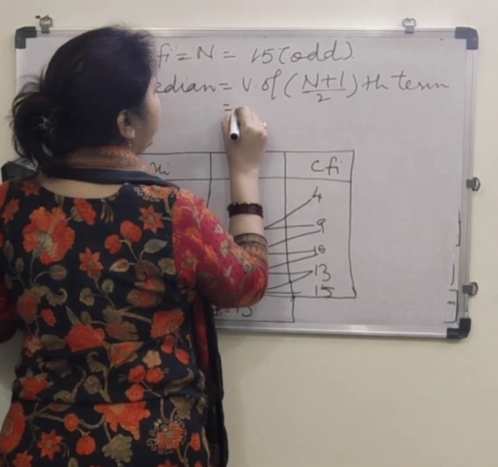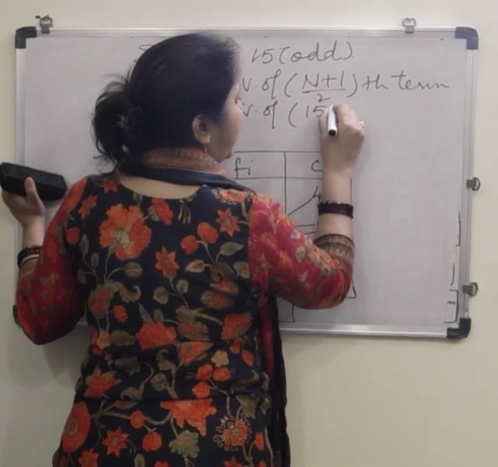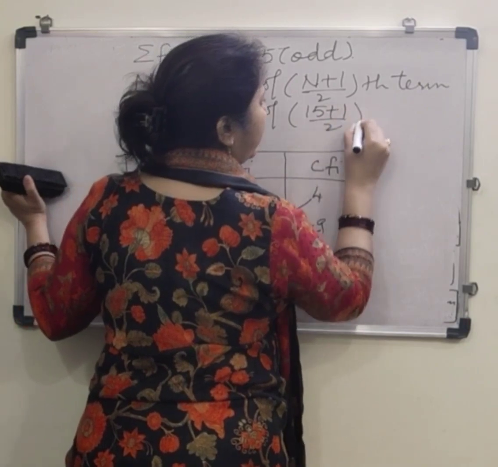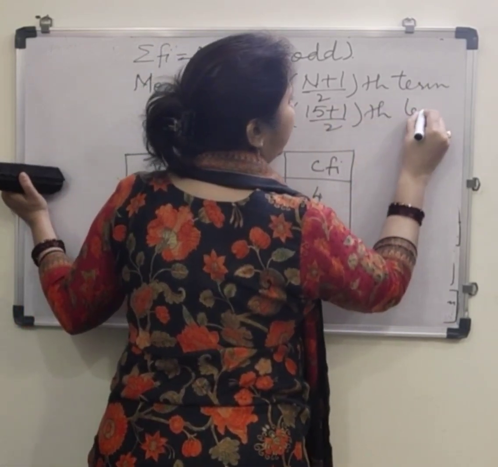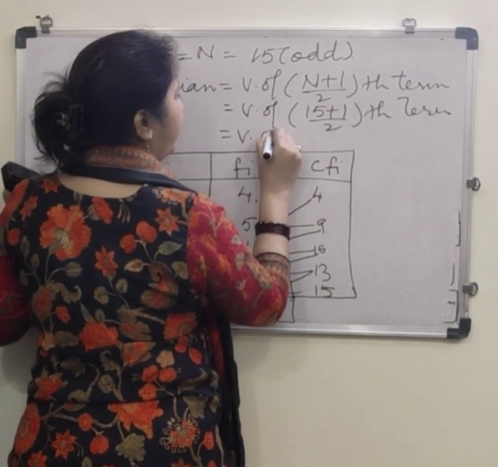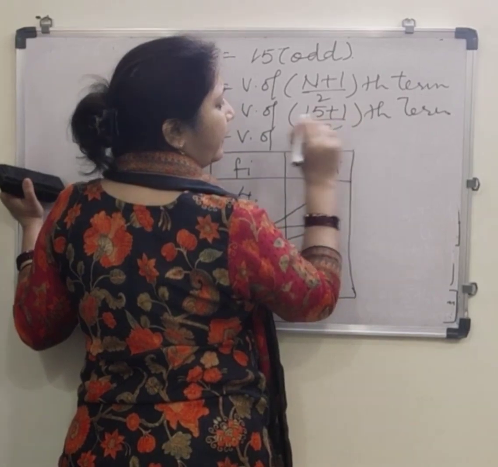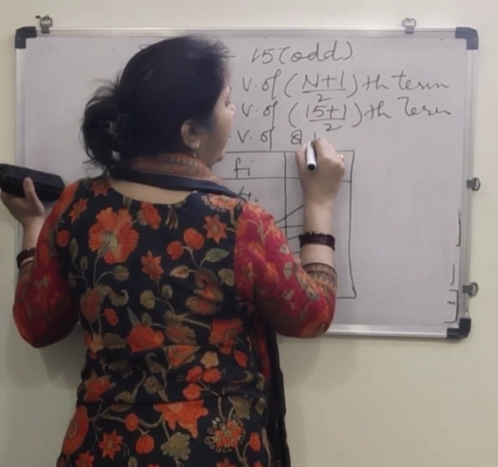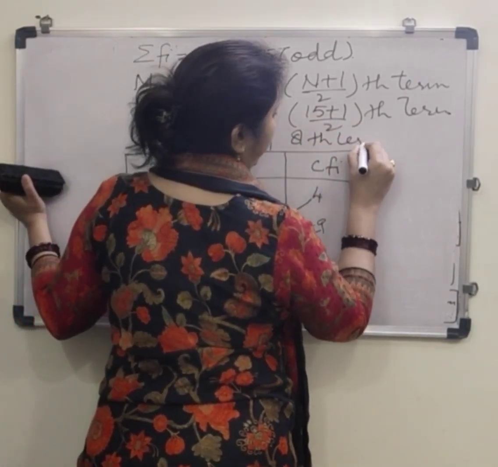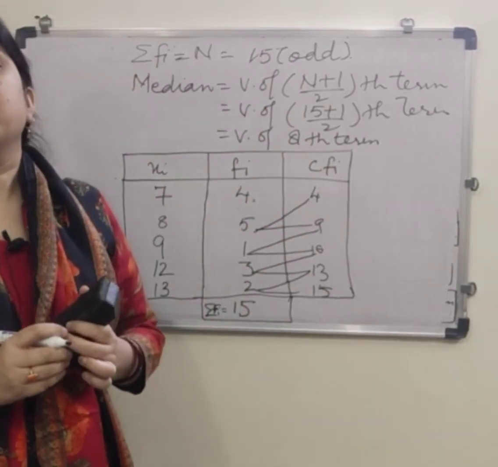Now it is the value of (15 plus 1) by 2th term. That means the value of the 8th term. 15 plus 1 is 16, and 16 over 2 is the 8th term. Fine. Now where to search for this 8th term?